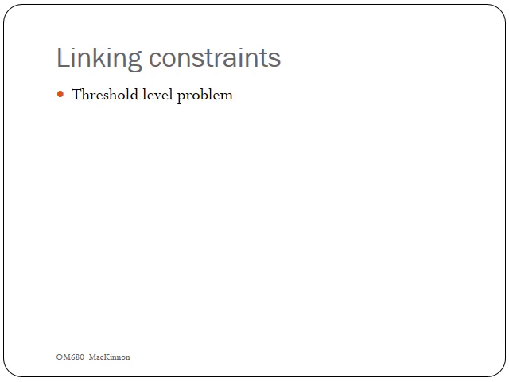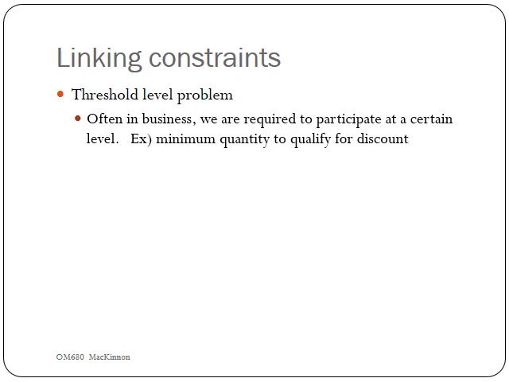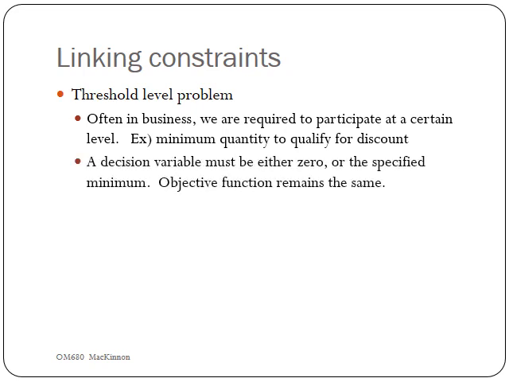Now, let's talk about another type of logical constraint, and that is the threshold level problem. Sometimes in business, we're required to participate at a certain level. So, for example, you have to buy so many of a certain product to qualify for a discount. So the decision variable must either be 0 or the specified minimum. The objective function remains the same.